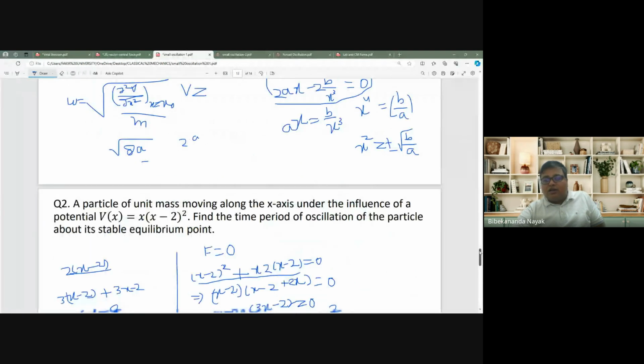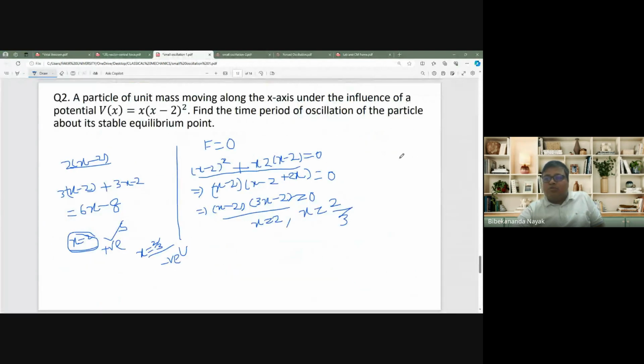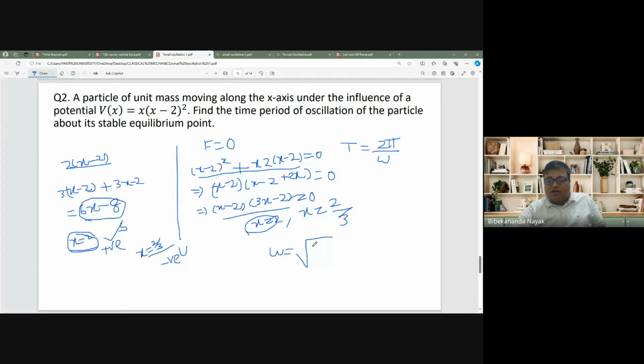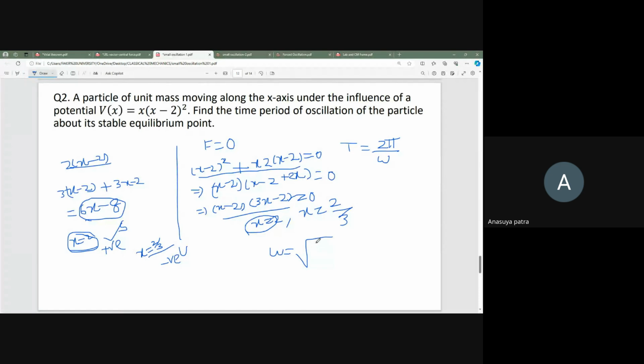Okay, so tell me, what is the value of the time period of oscillation? The time period of oscillation means T. We calculate T is equal to 2 pi by omega. Calculate omega, then T. What is the value of omega? Here the stable equilibrium point is x equal to 2, and del squared V by del x squared was already calculated as 6x minus 8. So what is omega? Using the formula, here also unit mass is given, so m is equal to 1. 6x minus 8.